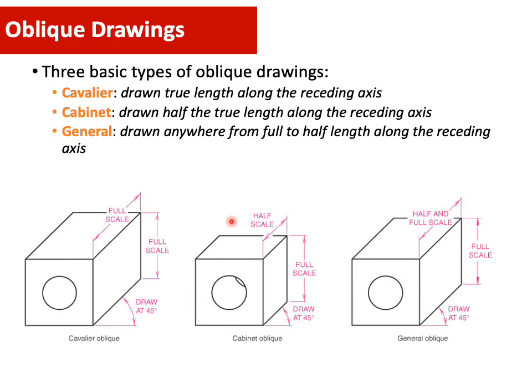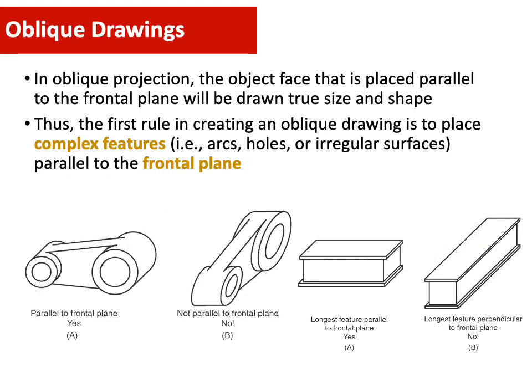And there's also the general oblique, where you have a full scale. Sometimes it can be either half or full scale, drawn anywhere from full to half length along the receding axis. So it depends on you. It can either be half, or between half and full length. So you need to remember these three types of obliques: cavalier, cabinet, and general.